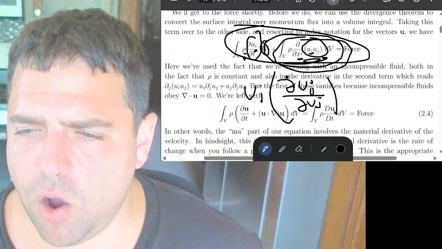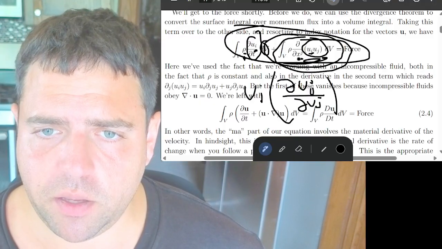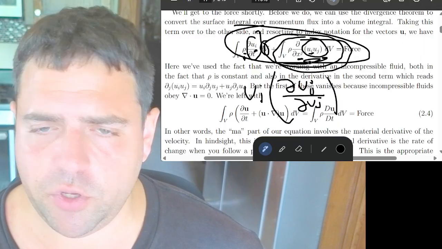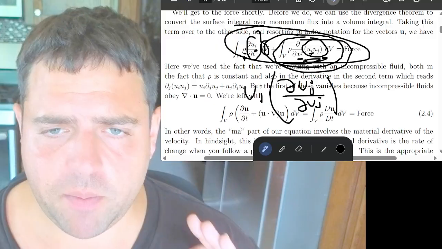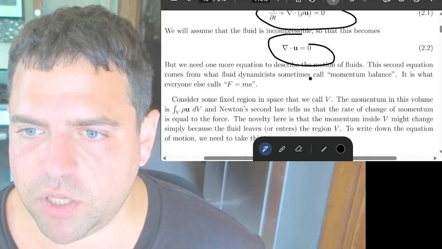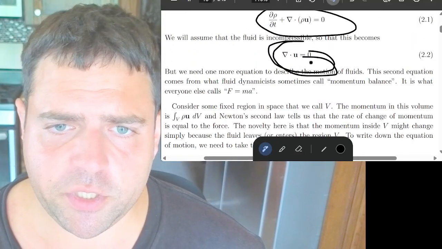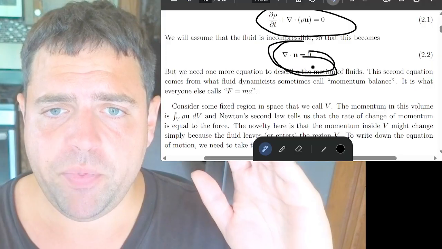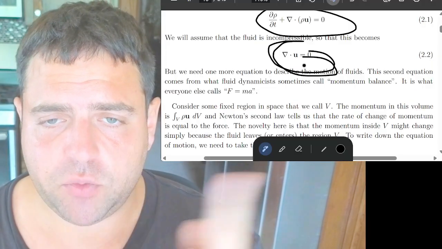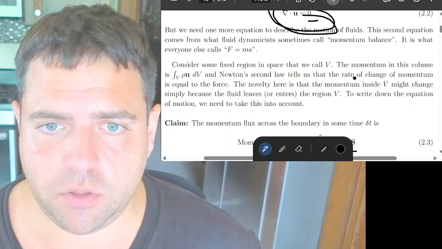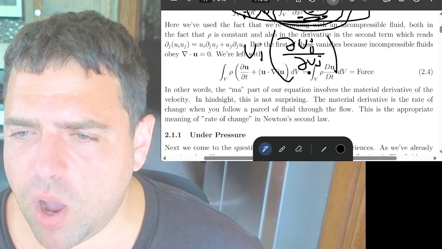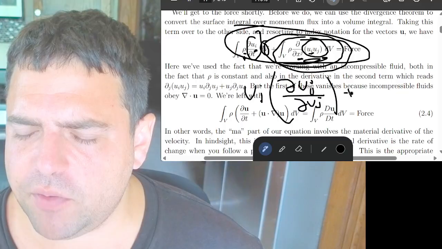You're taking how u_i changes with x_j and multiplying it by u_j, and then you're taking how u_j changes with x_j and multiplying that by u_i. But remember what we assumed: incompressibility. Yes, the divergence is zero. So that means how u_j changes with x_j, added over x, y, z, must be 0. So good, that's going to save us a little bit of work.